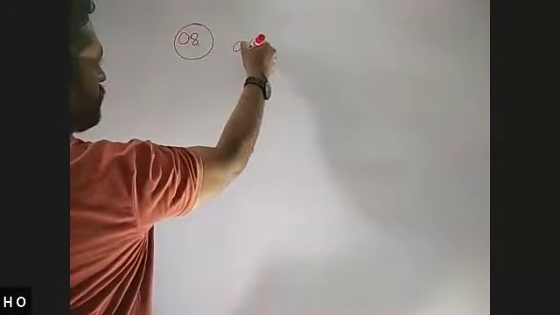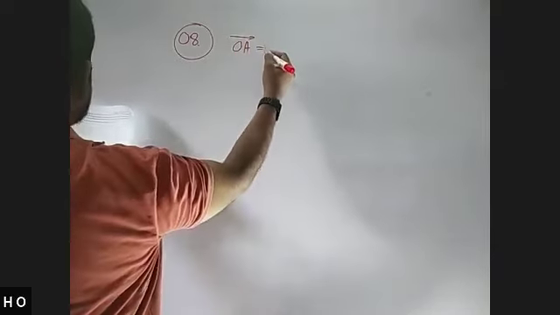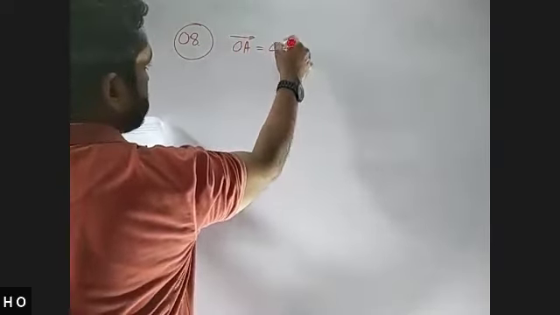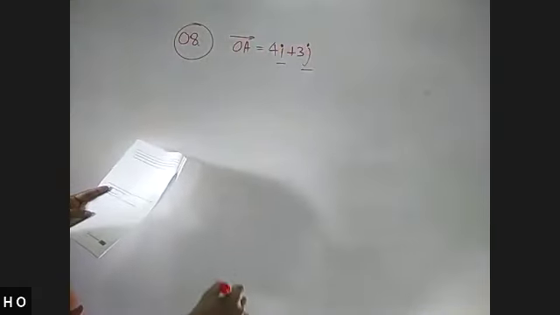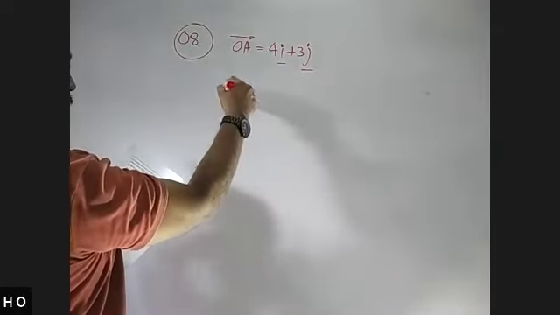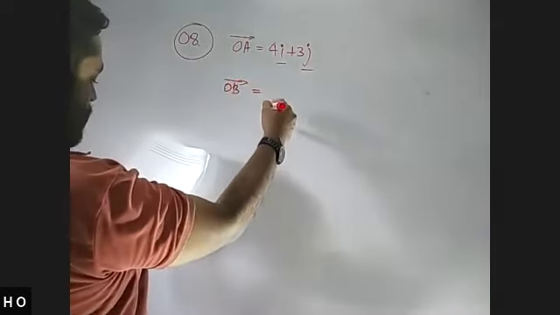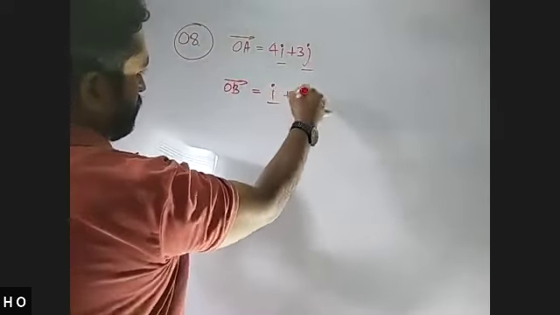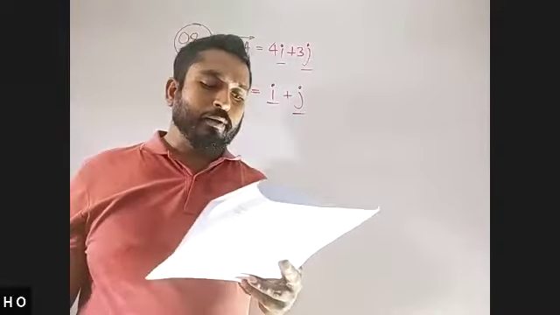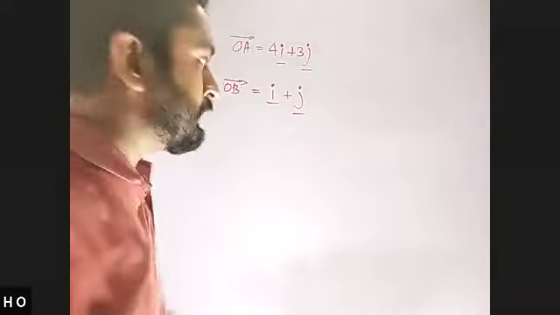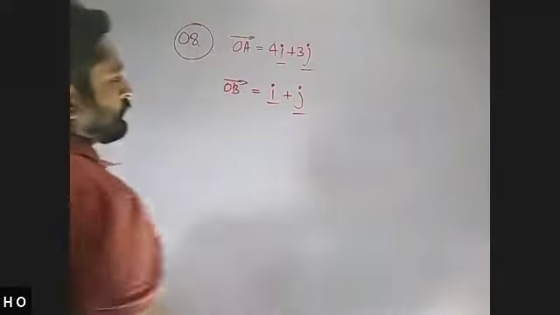In question number 8, the position vectors of A and B with reference to the point O are respectively. So write down those data. OA is 4i plus 3j, right? And what about OB? OB is i plus j. That is i plus j, i and j being unit vectors along the OX and OY axes. Find the angle AOB.